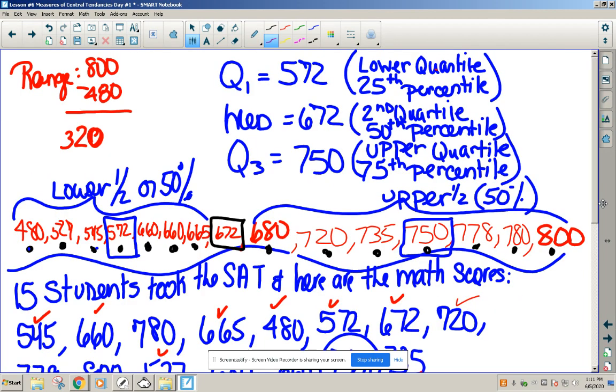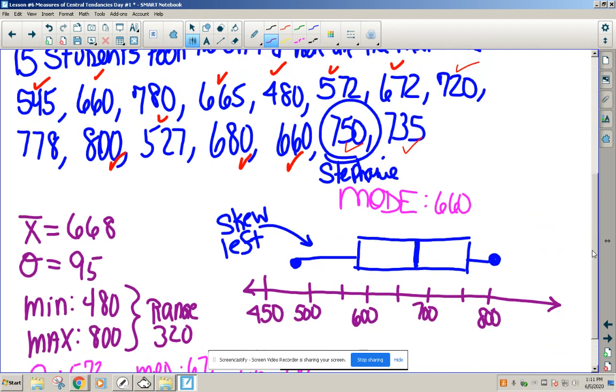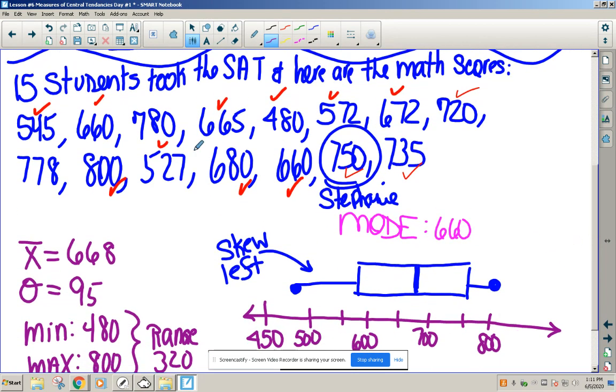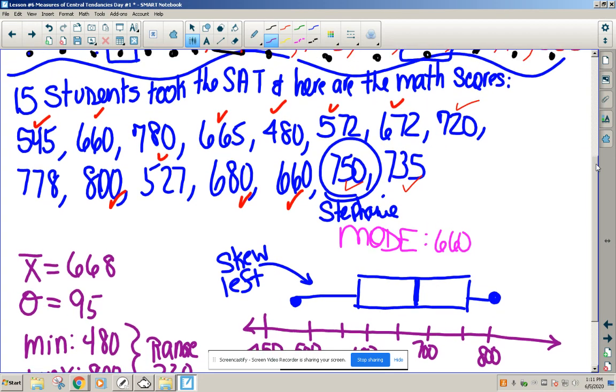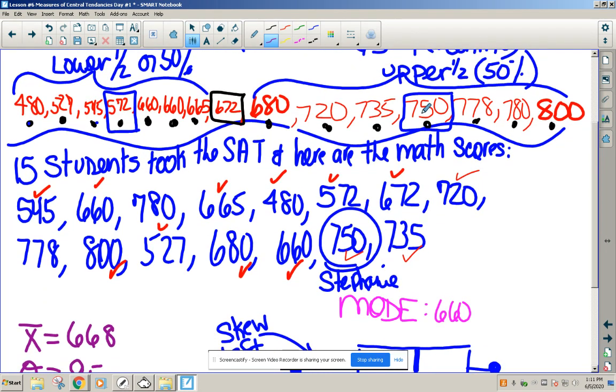Now, what happens if they only give us a big pile of data like this? This one is on your packet without any stats being done with it. Well, the first thing I did with this by hand is I took these 15 SAT grades and I put them in order from smallest to largest.